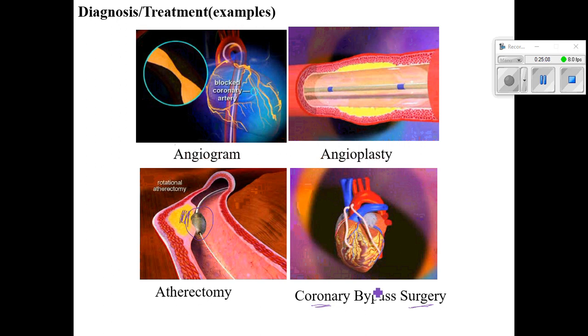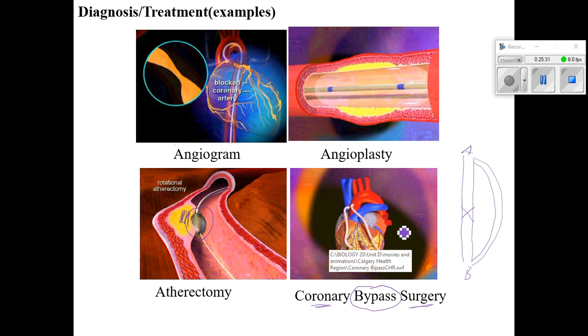So bypass is very similar to if there is a roadway. This is our roadway here. You're driving down the road, but there's an accident right here, or maybe there's some construction. So what can you do to get from point A to point B? Well, hopefully they have a detour. So that detour is a bypass, and it's essentially the same thing that they're doing with the coronary bypass surgery.